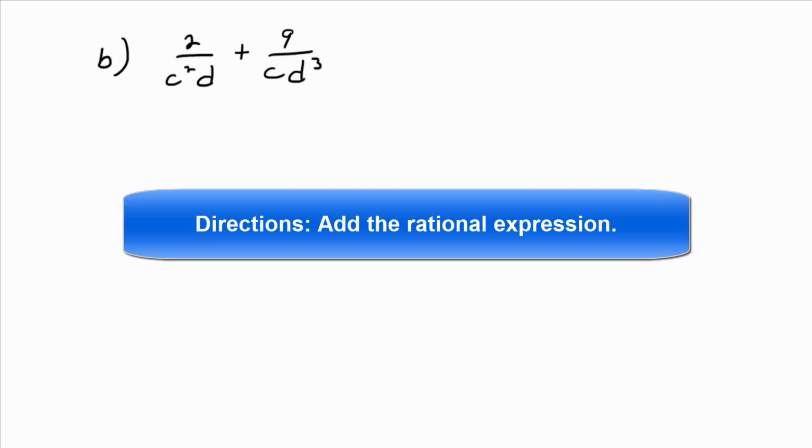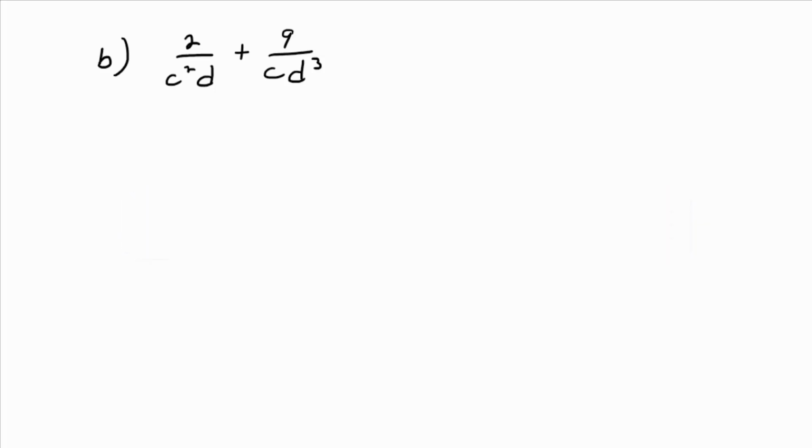Part B, we have 2 over c squared times d plus 9 over c times d cubed. Are the denominators exactly the same? No. So we need to identify the LCD. To identify the LCD, I like to write it over on the side here.